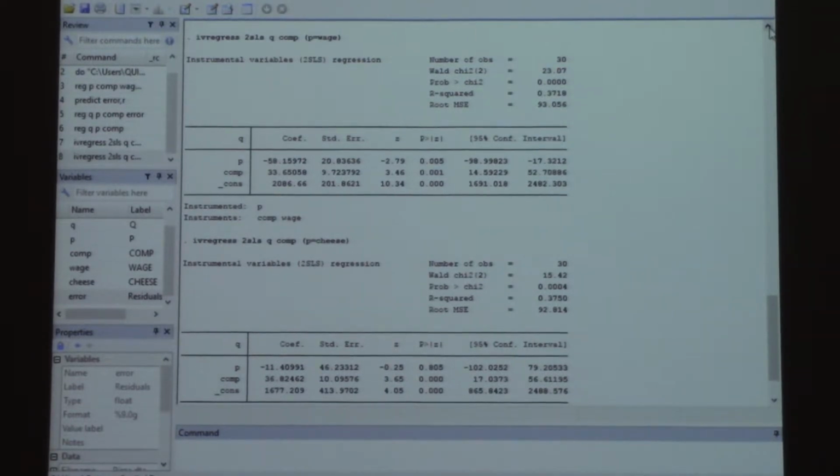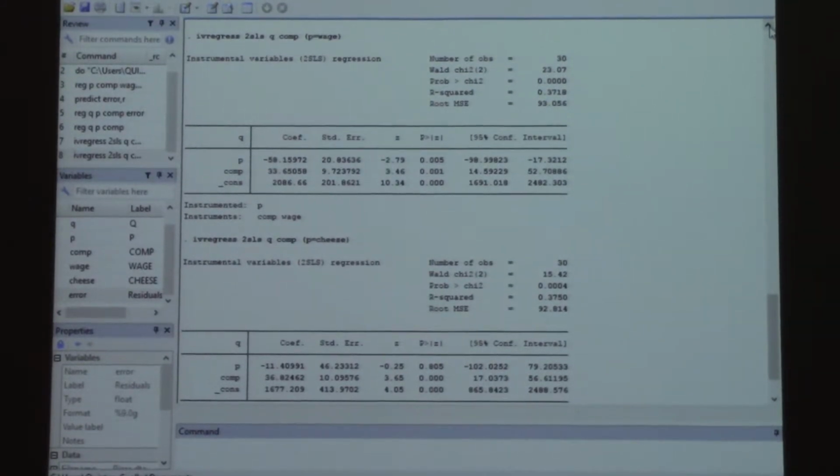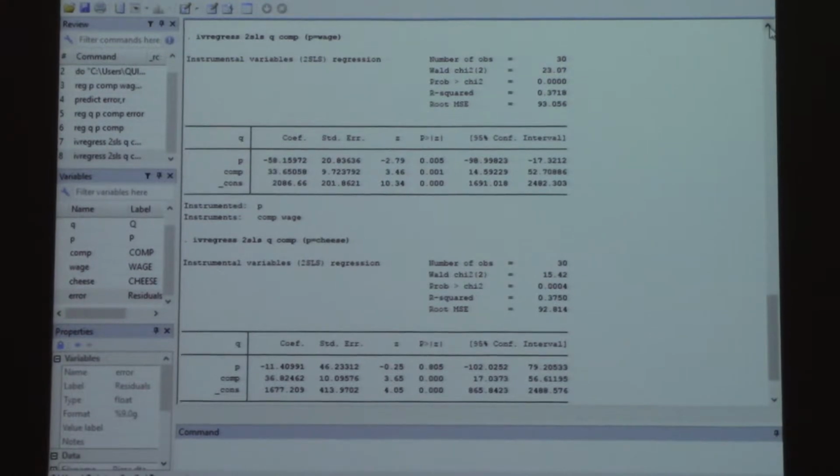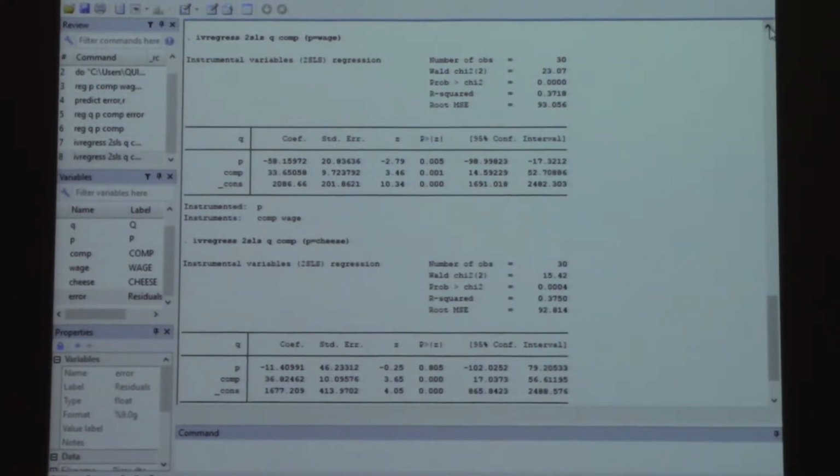The problem is we never tested the relevance of these instruments. We just kind of theoretically said, well, are the wage of pizza makers and the price of pizza correlated? Yeah, absolutely. Is the price of cheese and the price of pizza correlated? Sure. But we never tested it. Just like here, we could have had a really weak correlation. So one way to test it is just to regress wage on price and price on cheese and see how strong that correlation is.